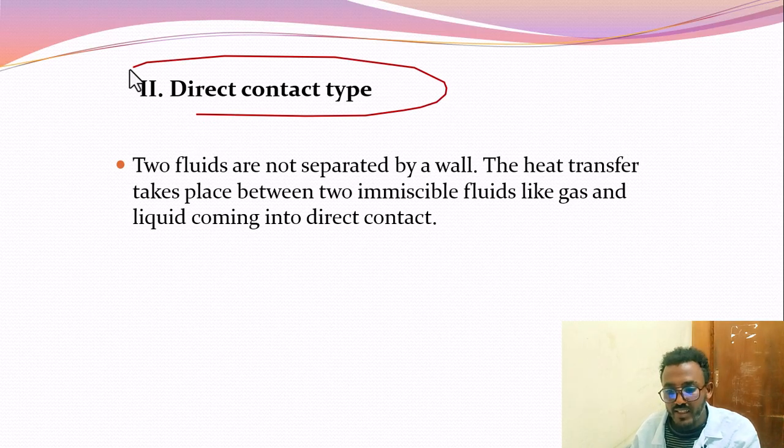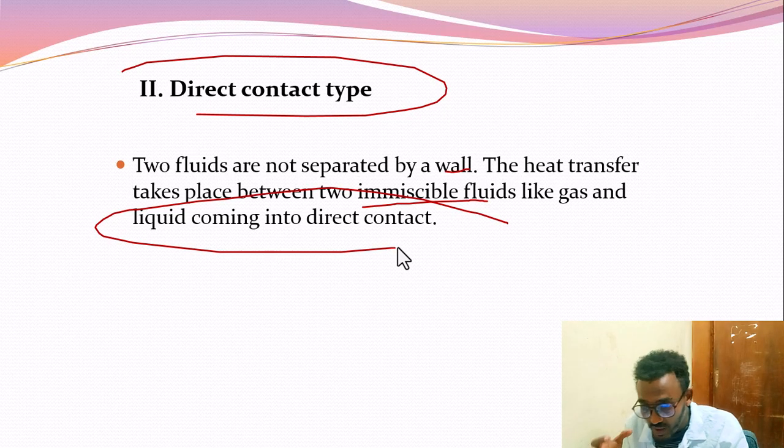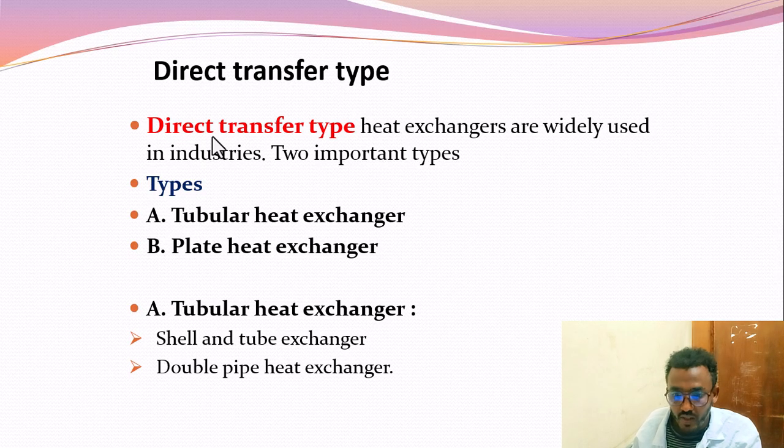And the second one is direct contact type. Here the two fluids are not separated by a wall. The heat transfer takes place between two immiscible fluids like gas and liquid. So there is no separating wall here, and the fluids come into direct contact. That's why we call it direct contact type heat exchanger.